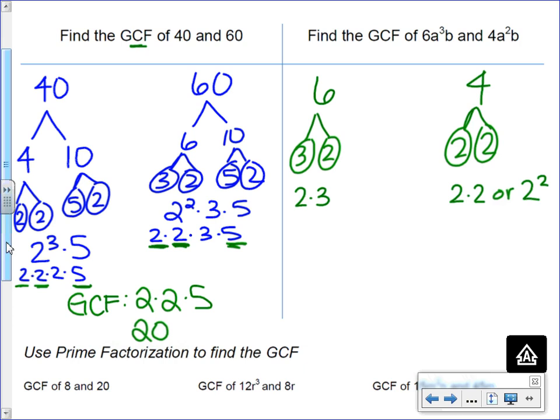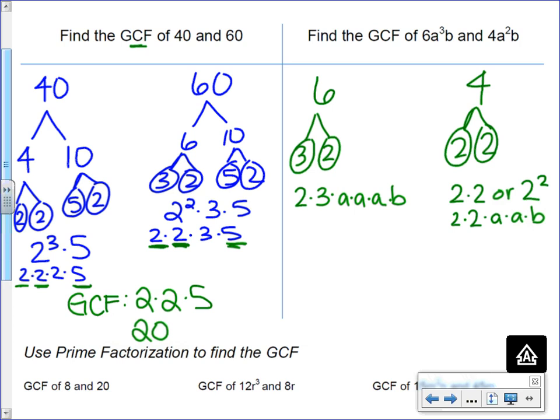Now what I'm going to do is reinstate the variables. So this is a to the third, so I'm going to add in a times a times a times b. I'm going to put the variables back in. And then this one, it's going to be 2 times 2 times a times b. I'm just expanding the variables. Does everyone understand how I did that? All right. So now, all you do is find what they have in common.